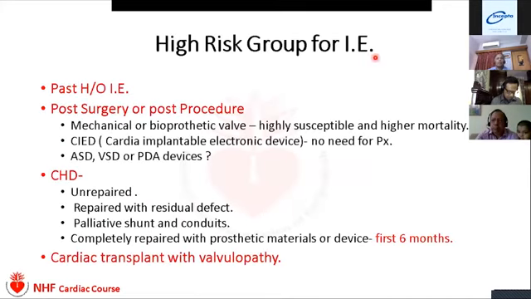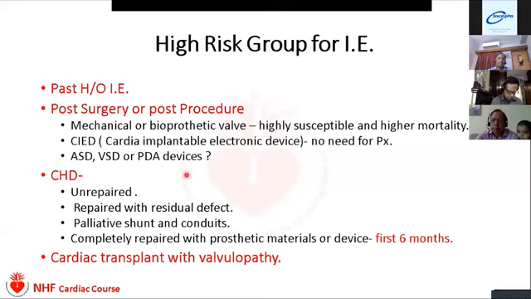High risk group for infective endocarditis prophylaxis: those who have a past history of infective endocarditis, post-surgery or post-procedure, especially with a mechanical or bioprosthetic valve. Implantable devices like pacemaker, ICD or CRT do not need any prophylaxis.